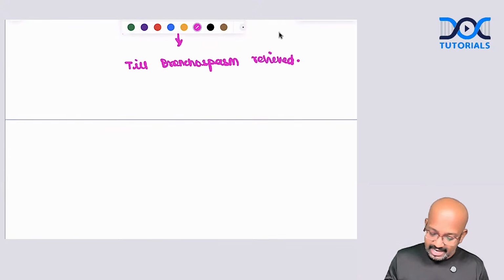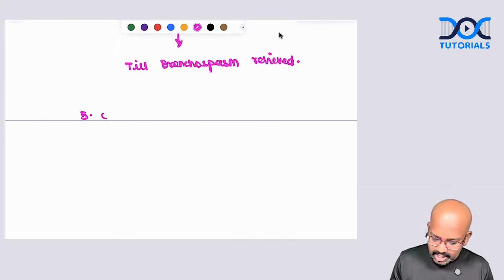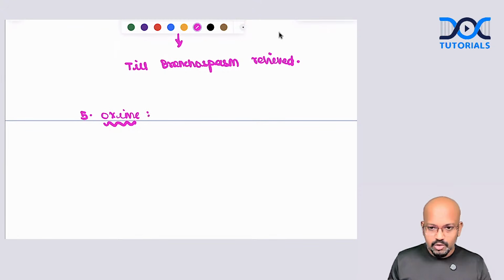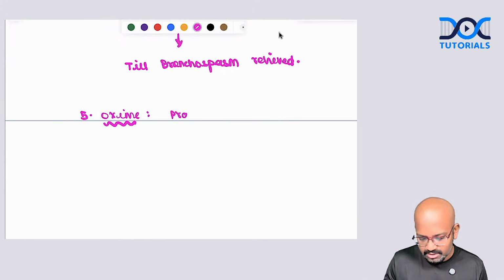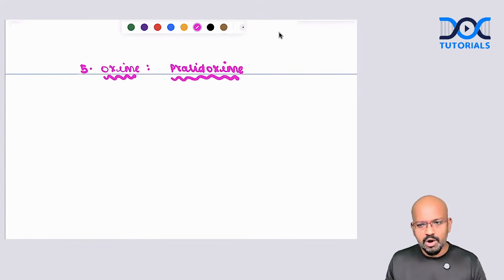The second and last important point to remember is the oxime drugs. What exactly are those oximes? Oximes are a group of drugs. Out of this, we have to remember only one drug, which is Pralidoxime. Of course, we have Obidoxime and diacetyl monoxime. Don't worry about the other oximes. Just remember one drug from every group. That will be enough for your exams.